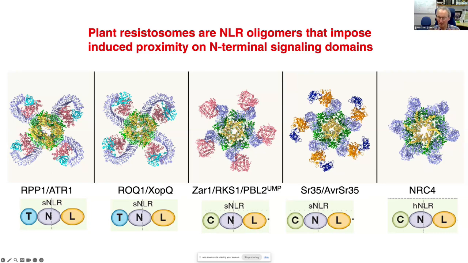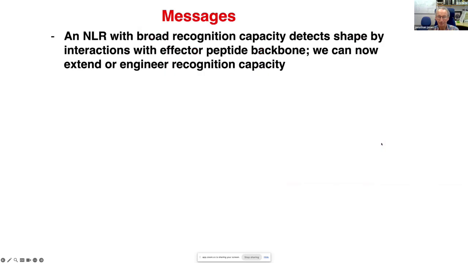this one's direct, this one involves an intermediate, there's ZAR1, the first to be found. It imposes induced proximity on the coiled-coil domain, and that gives you something that can insert in a membrane and create a calcium channel. And this helper NLR from the Solanaceae, NRC4, both the Kamoun and the Staskawicz labs have shown this forms a hexamer that basically does the same kind of thing, creates a channel.